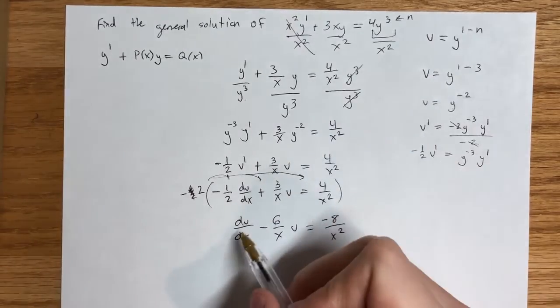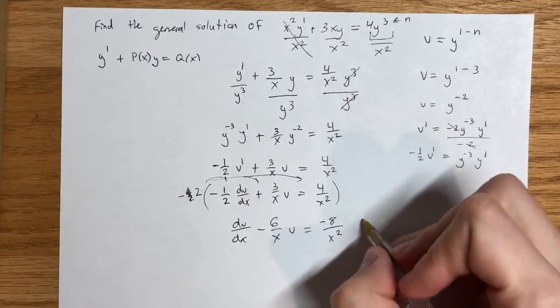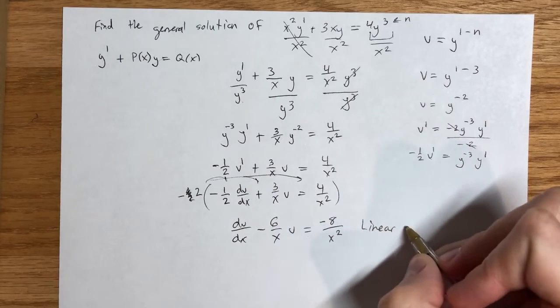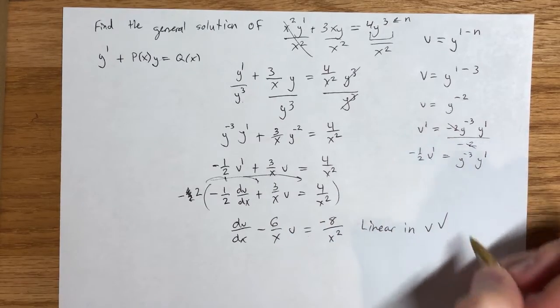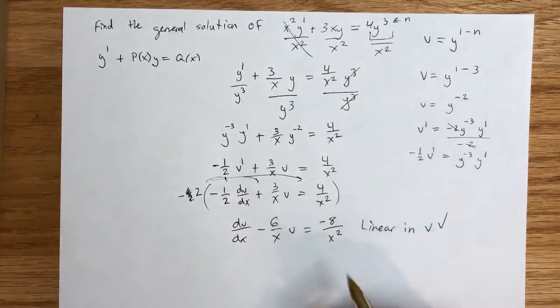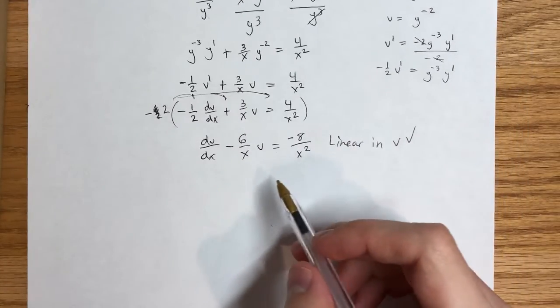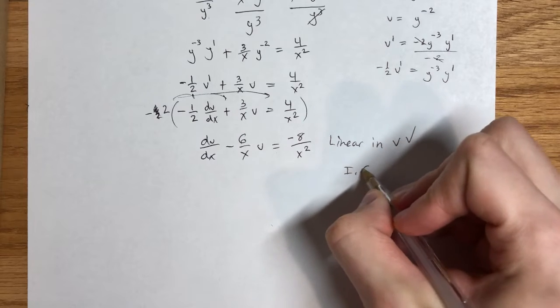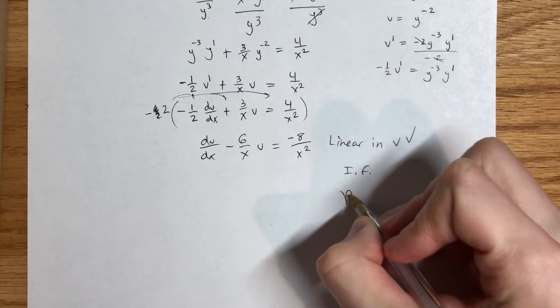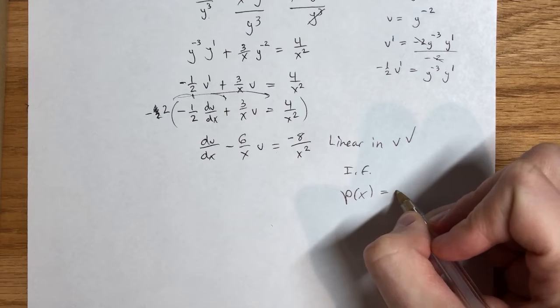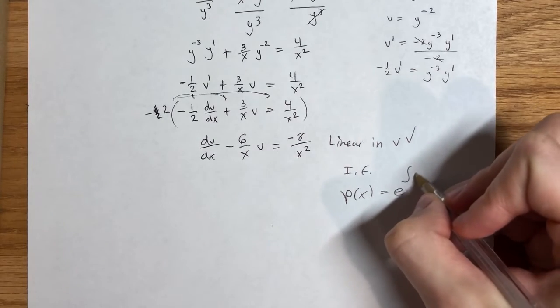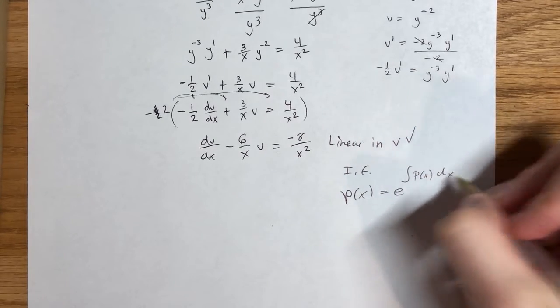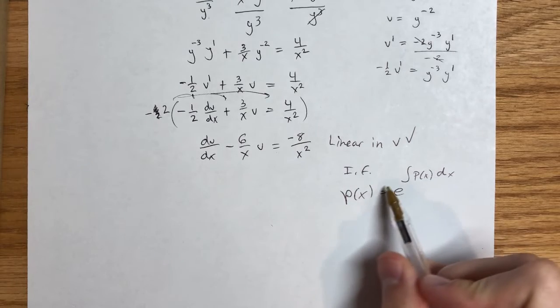And if you look, we are now linear in terms of v, which is great, because now we can do our integrating factor, which is the next step whenever we have a linear equation. So I'm going to set my integrating factor, often denoted as rho of x, equal to e to the integral of p of x dx. This is our general form for an integrating factor.